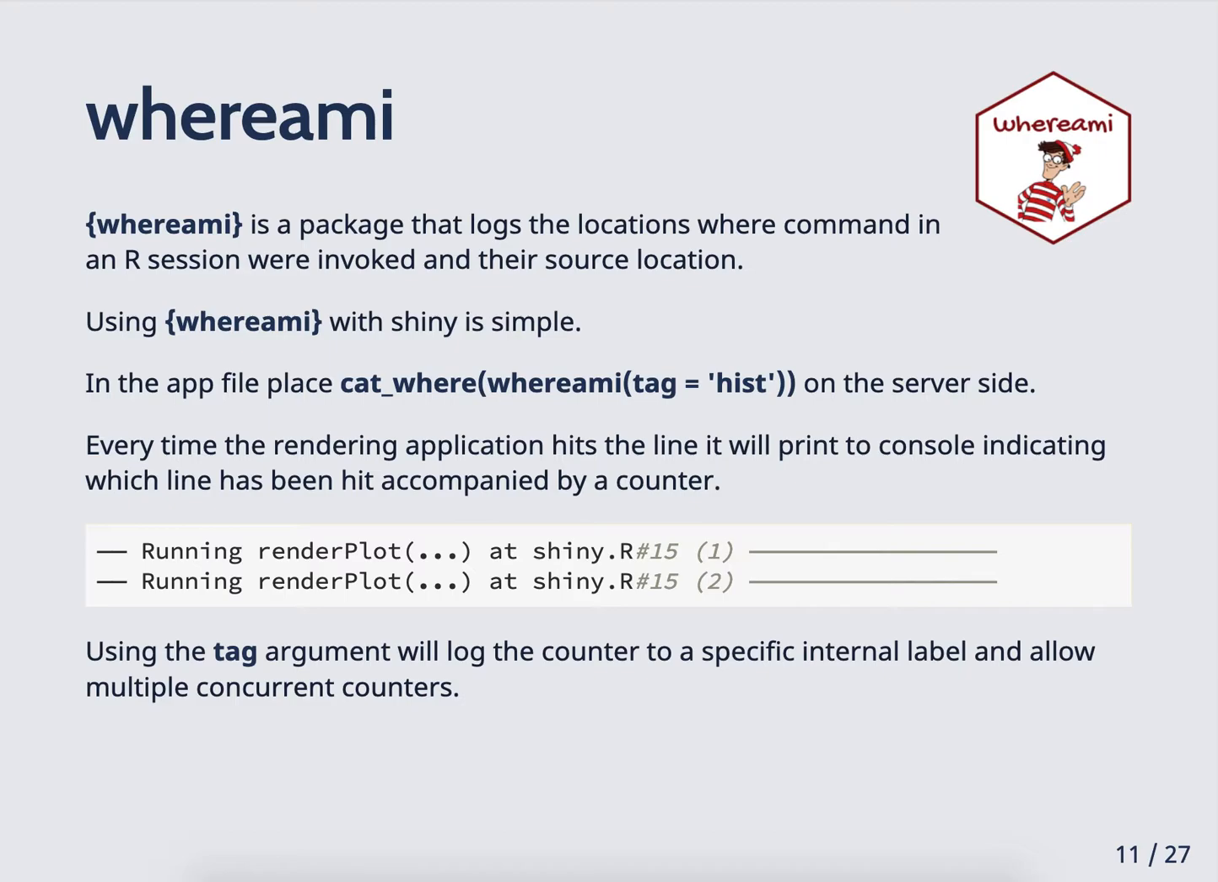Every time your rendering application hits the line, it will print, in this case to the console with cat, where, and indicate which line is being hit accompanied by a counter. The tag itself is to create multiple counters. So for each reactive element that I want to track, I can add a new tag and it will manage the counters for me.